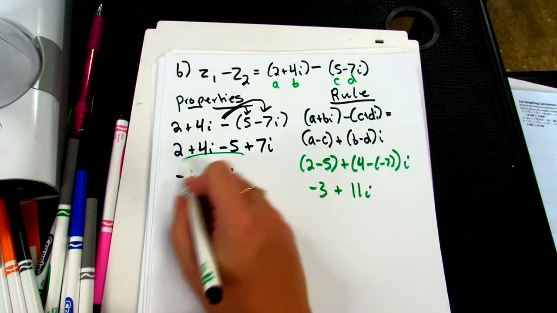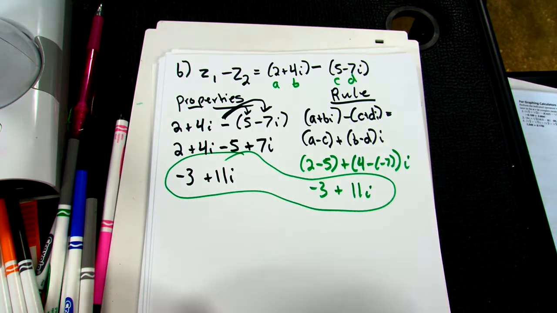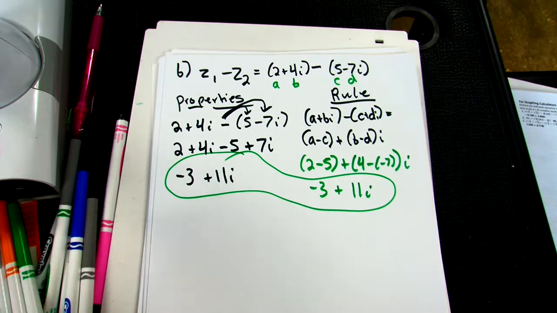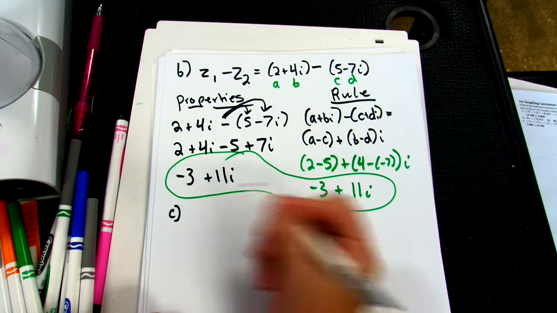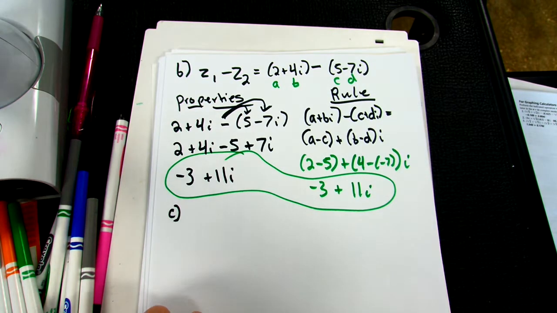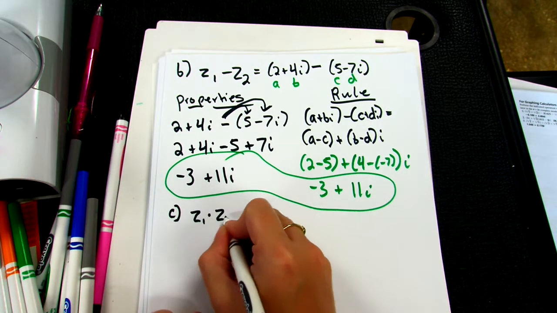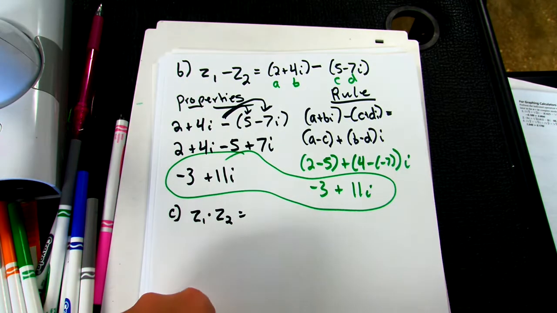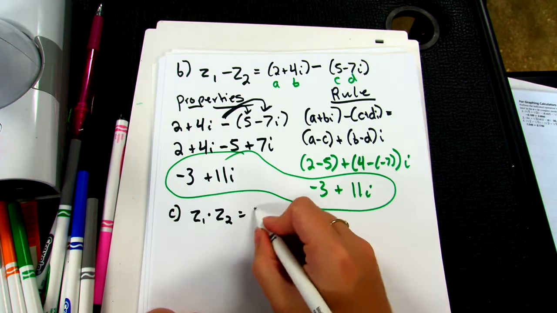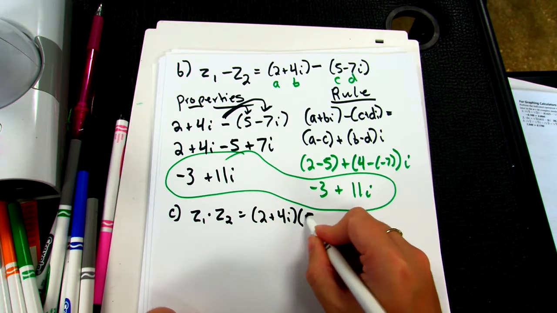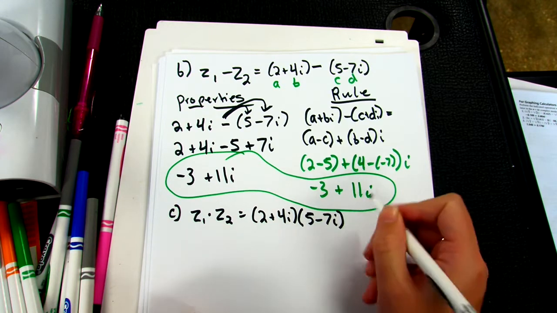Oh, look at this, same answer. Like I said, it doesn't matter which method you use, you're going to get the same answer. It's what you feel comfortable with. All right, next operation is multiplication. Okay, so we're going to do z1 times z2, which is saying 2 plus 4i times 5 minus 7i.